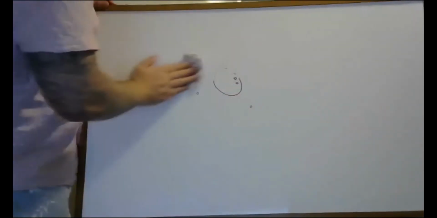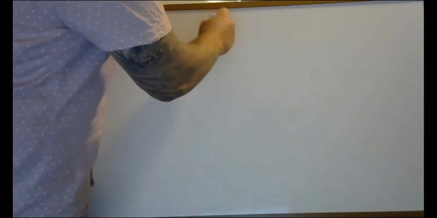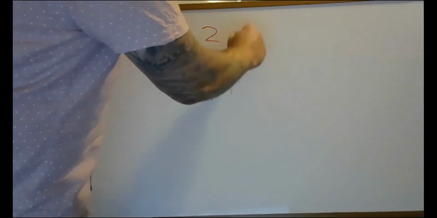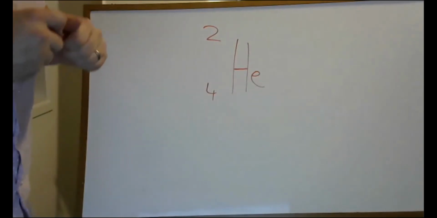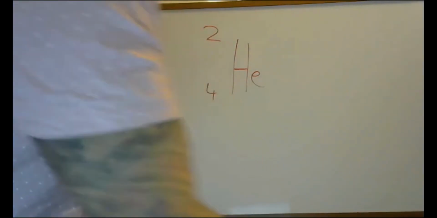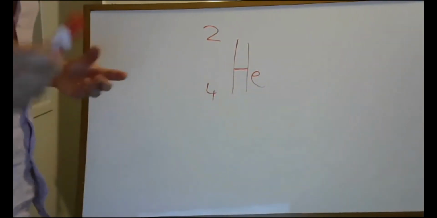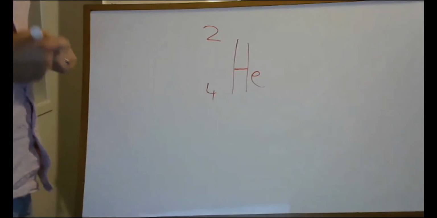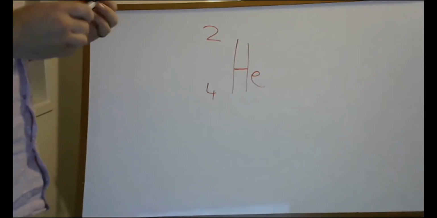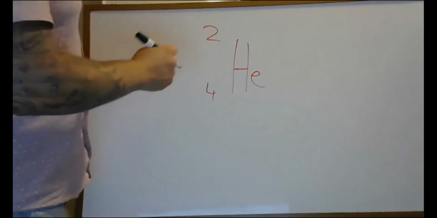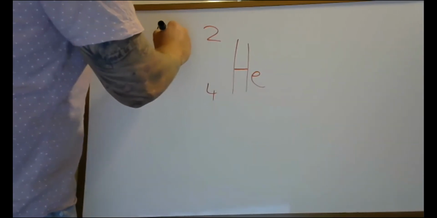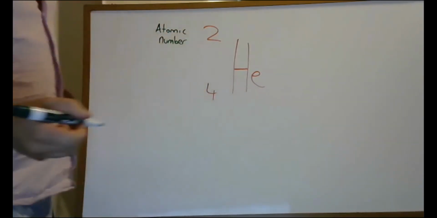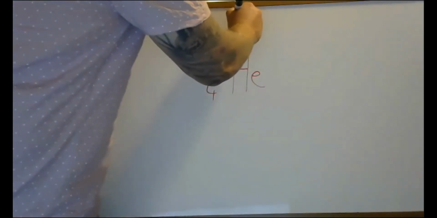You may have seen it represented like this. I think I may have touched on this last week. So we have the atomic number. Again, it's important to know what these numbers mean on the periodic table. So this number here is the atomic number, or the number of protons.